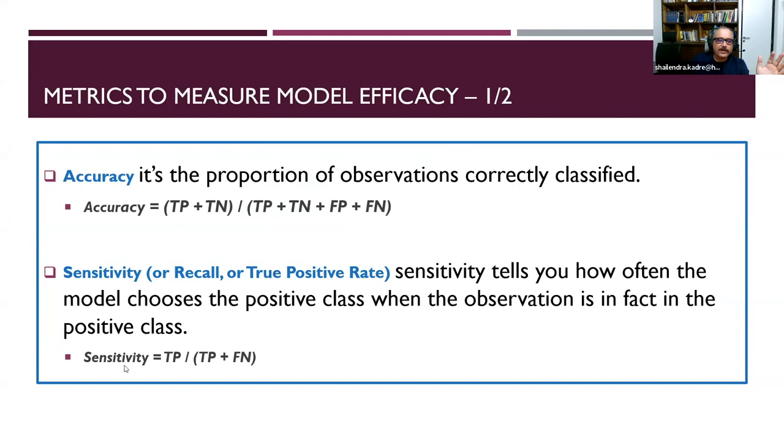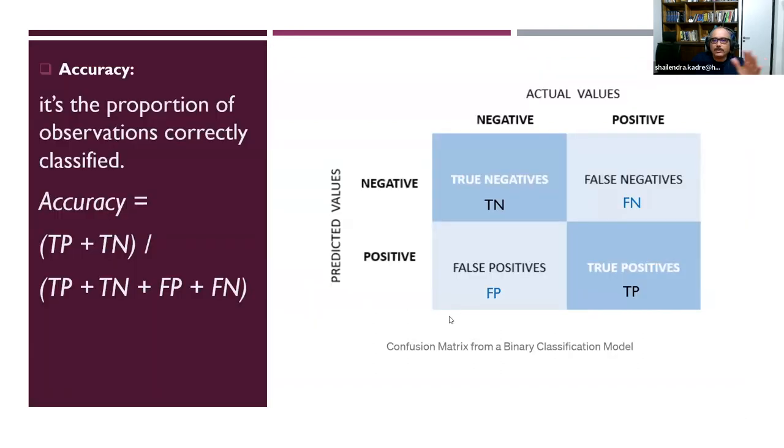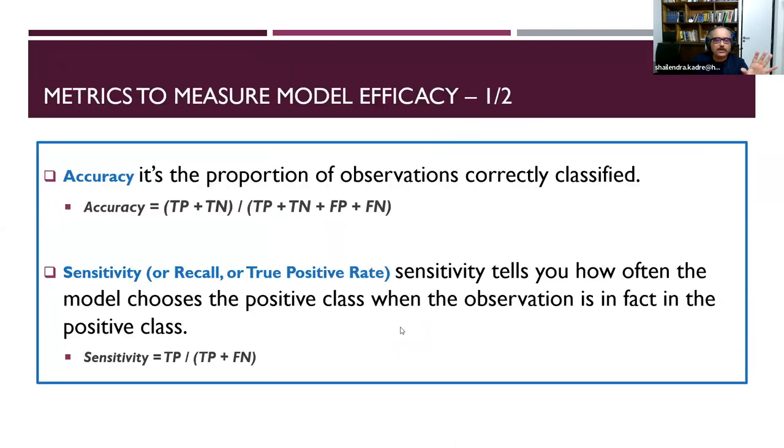Then we have something called sensitivity. See, once you draw this four-box, four-quadrant figure, it will be very easy to derive this. Sensitivity is nothing but true positive upon true positive plus false negative. You have to think a little about this. What does it represent? Why have we made this measure? And how do we remember this equation?